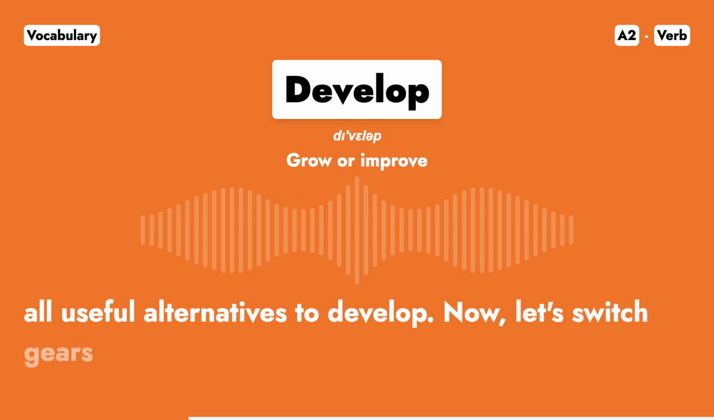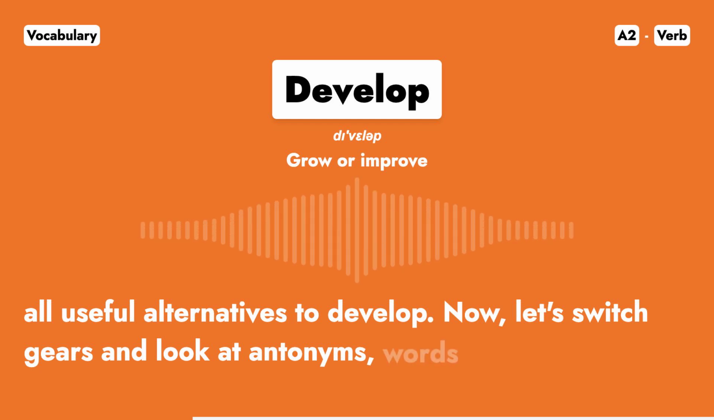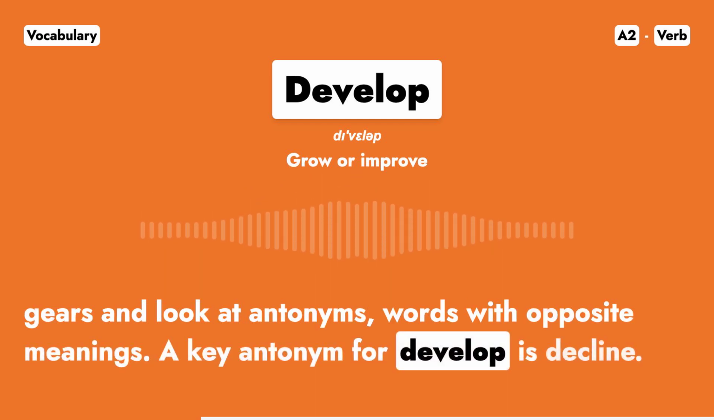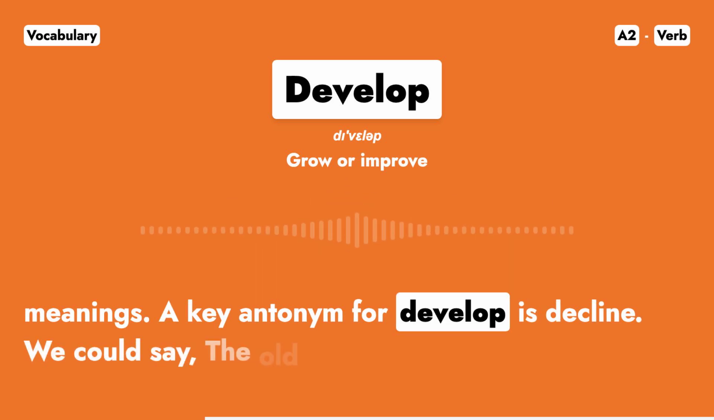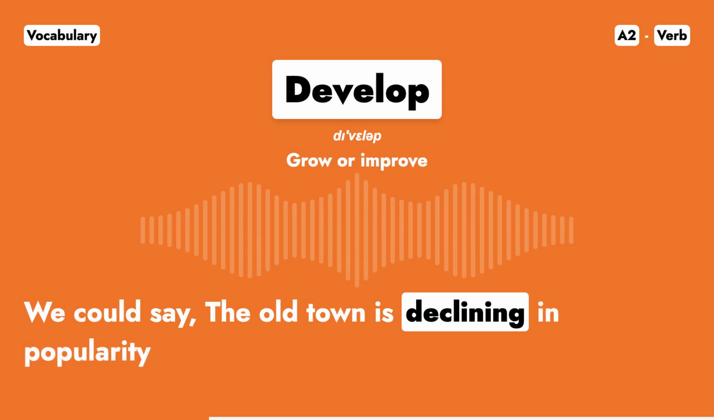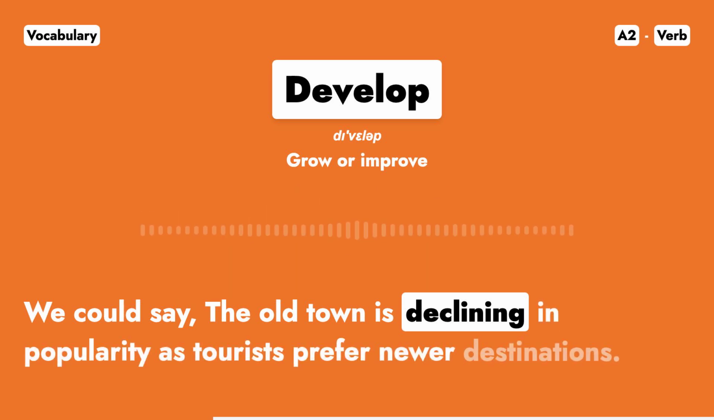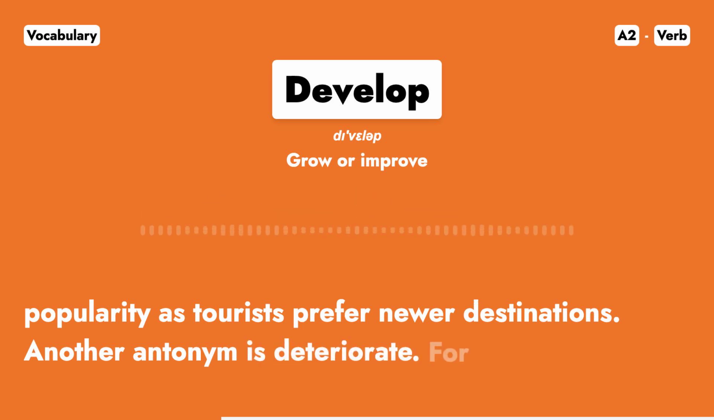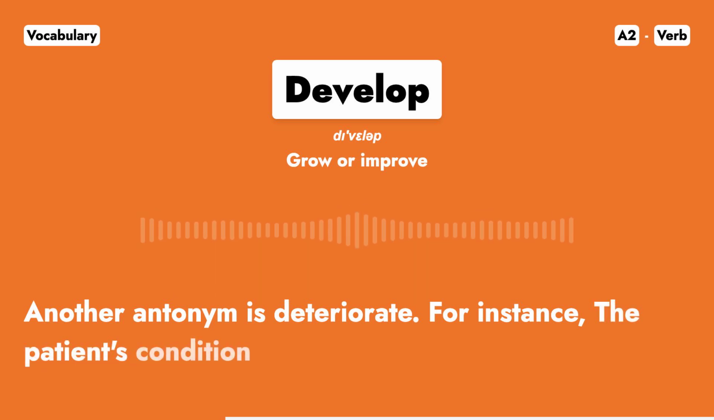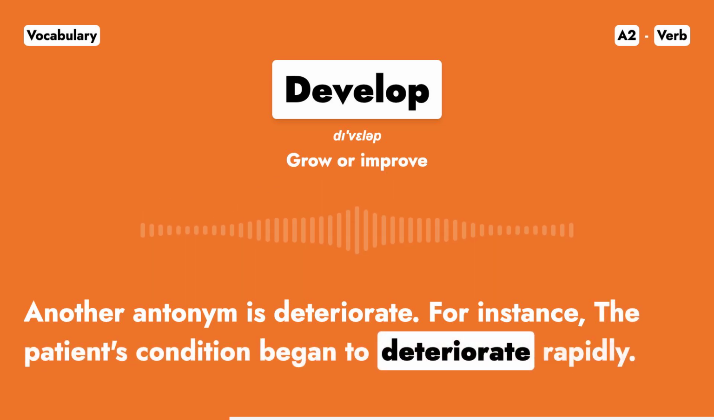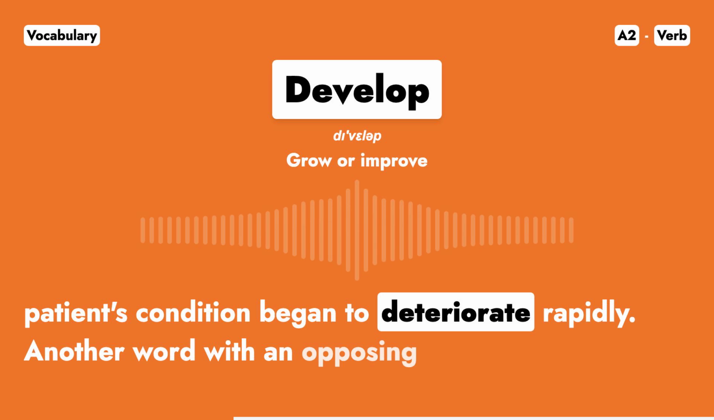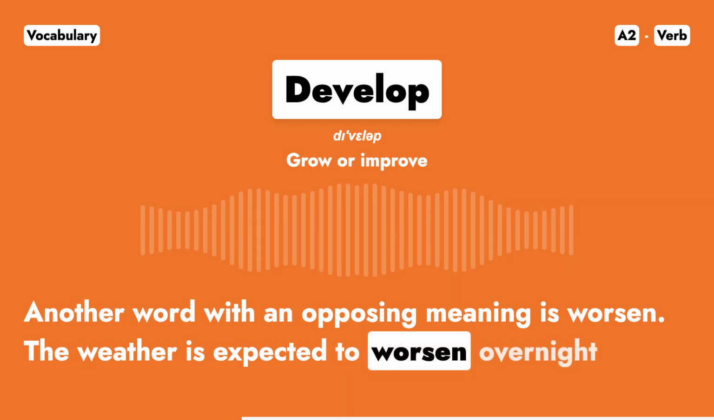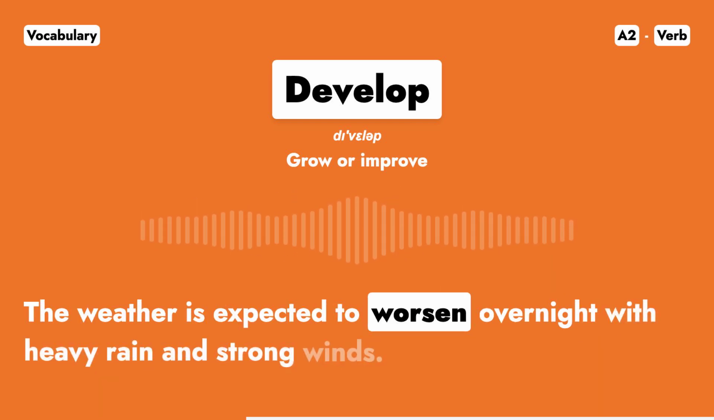Now, let's switch gears and look at antonyms, words with opposite meanings. A key antonym for develop is decline. We could say, the old town is declining in popularity as tourists prefer newer destinations. Another antonym is deteriorate. For instance, the patient's condition began to deteriorate rapidly. Another word with an opposing meaning is worsen. The weather is expected to worsen overnight with heavy rain and strong winds.